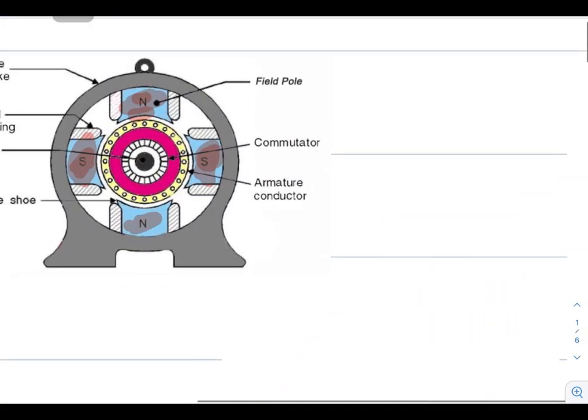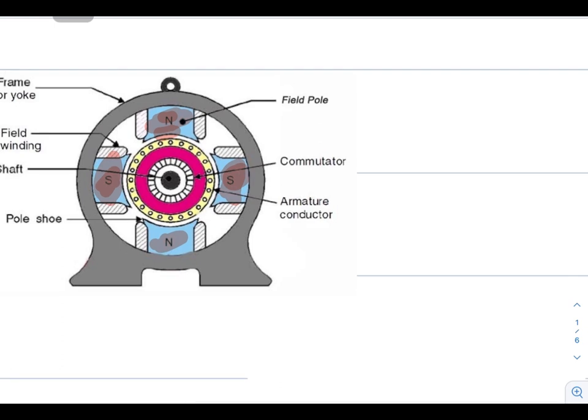A yoke we can see going back to the picture, the frame. The frame holds the field poles. The field poles carry the field coils, which are the wires wrapped around the field poles. The field poles strengthen the magnetic field, and we also have a pole shoe on the particular field pole which holds the field coil in place.